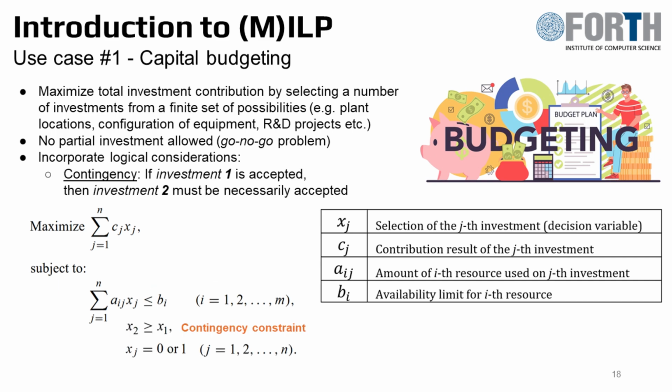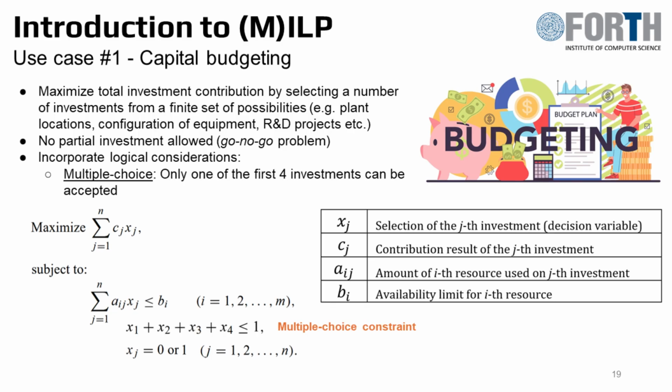The same capital budgeting framework can incorporate logical considerations. For example, consider a contingency rule. If investment 1 is accepted, then investment 2 must also be accepted. The objective and resource constraints remain unchanged, and the logical dependency is enforced through an additional linear constraint, labeled as the contingency constraint. This constraint ensures that selecting investment 1 automatically forces the selection of investment 2. The structure remains linear, and the decision variables remain binary, as in the original formulation.